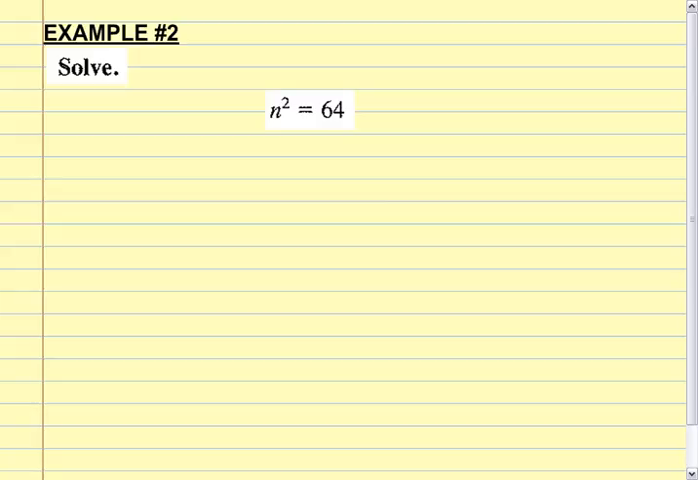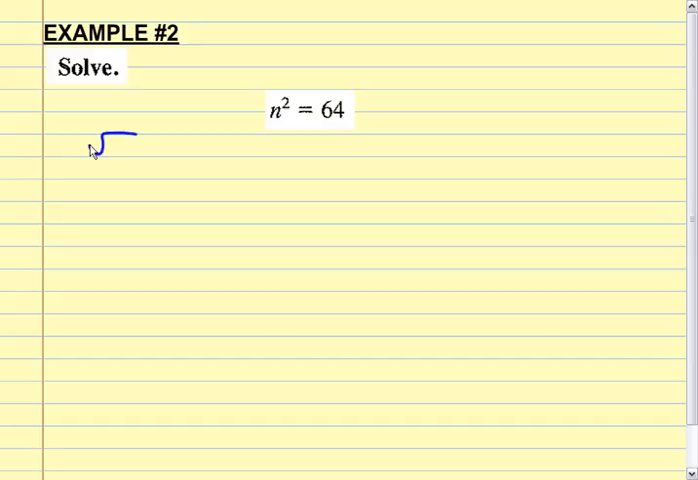Okay, folks, example number 2 says solve. Now remember, well, let's stop for just a second. I want to go back, and I want to talk about these three different, not states, but three different instances with square roots.